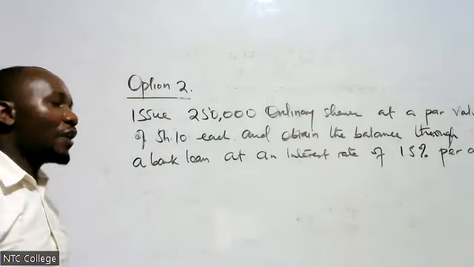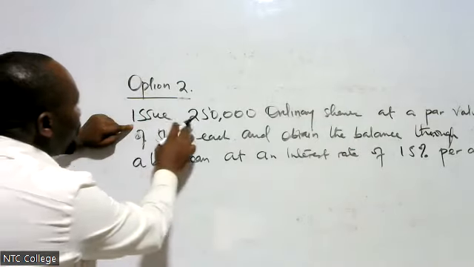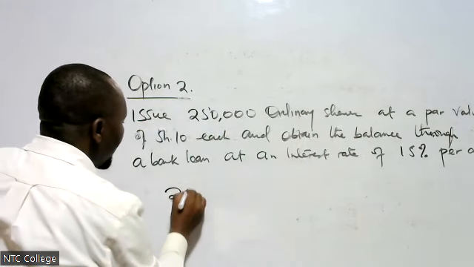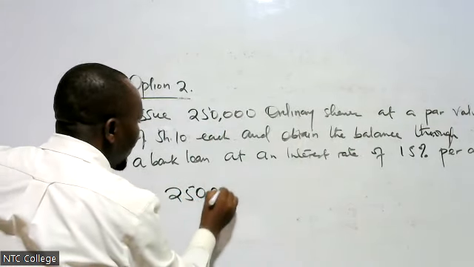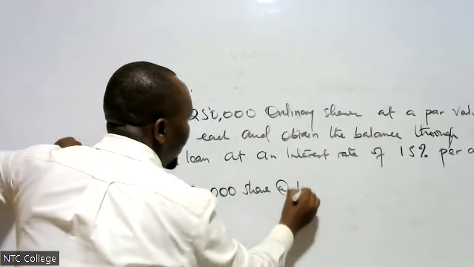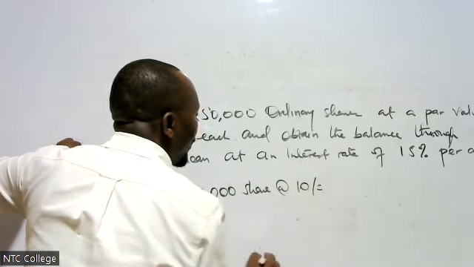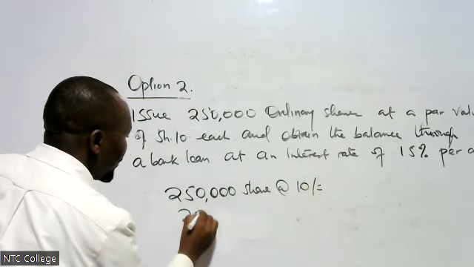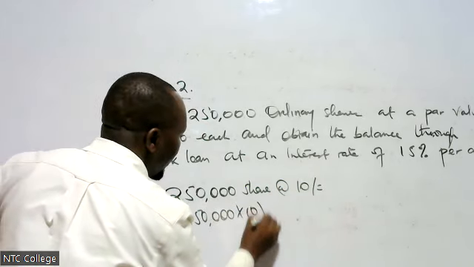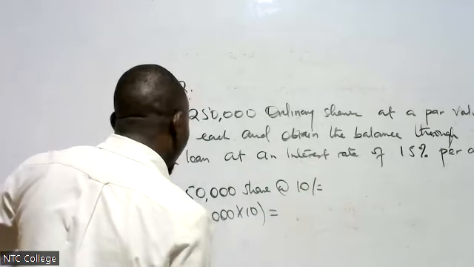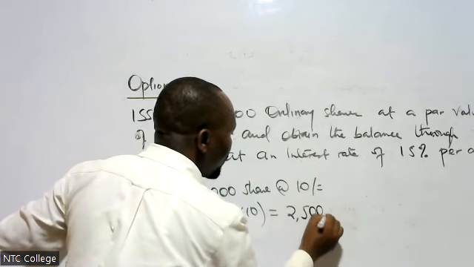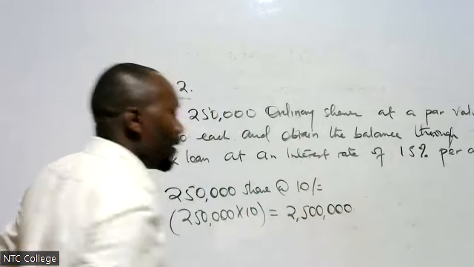So let's look at how that will work. So when we issue 250 ordinary shares at 10 shillings each, that will give us 250 times 10. How much are we going to collect? We are going to collect 2.5 million from ordinary shares. Is that okay?